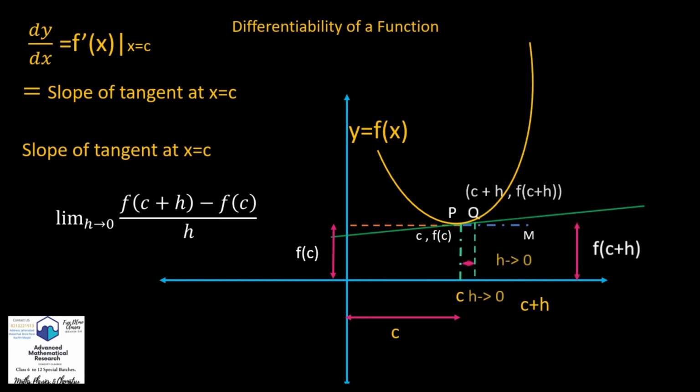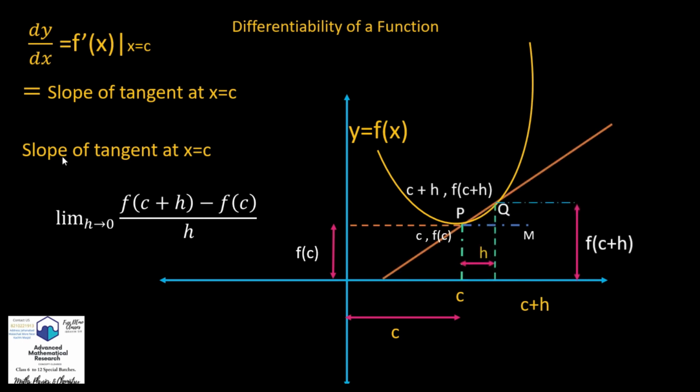So as Q is tending to P, what is happening? H is tending to 0. So as h is tending to 0, the slope of the secant line, which is here, is f of c plus h minus f of c divided by h. This is the slope of the secant line. Now when h is tending to 0, what will happen? Q will tend to P.